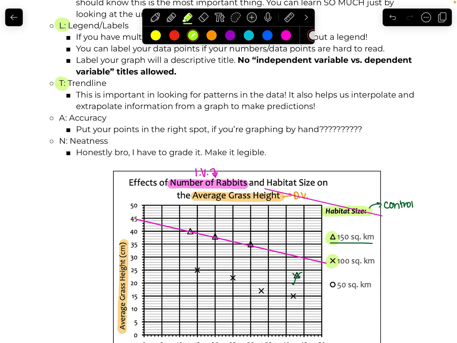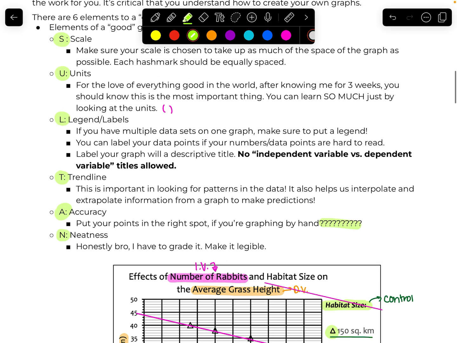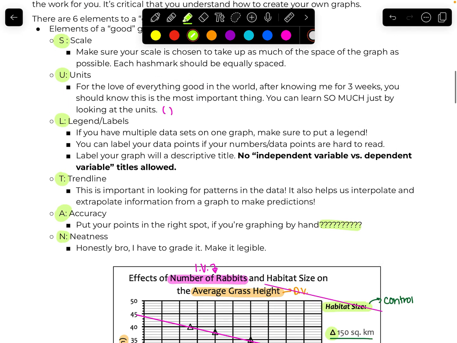Okay, next up, accuracy. Put your points in the right spot if you're graphing by hand. That's essentially what this one means, which seems like common sense, which is why I put like 40 exclamation points here. But just double check your work. And then lastly, neatness. I'm going to have to grade these. Please make it legible. If I can't read it, I won't grade it. Just keep it nice. All right, so this is your 6 elements of a good graph.